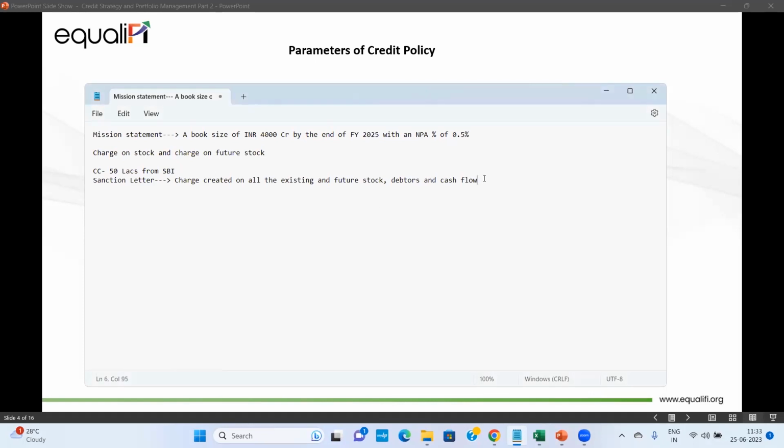So SBI has given them a facility of 50 lakhs. With their business, they are generating debtors and cash flow. Once they are generating debtors and cash flow, that entire future cash flow is also placed to SBI. So in future, whatever be the debtors in the business, the entire debtors of the business will be placed to SBI. Now, the same customer has approached you, you are working with HDFC for another CC limit of 30 lakhs.